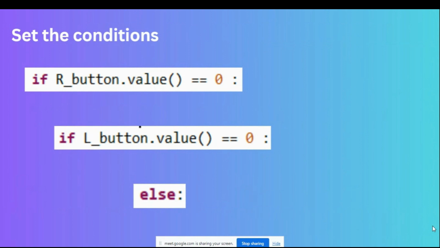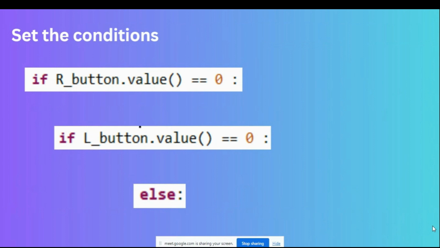So first we need to set the conditions to check the values of the push buttons. Here we are setting the conditions using the if else condition. So we use 3 conditions. First one is we are checking the value or the digital state of the right push button. If it is equal to 0, that means its state becomes 0 or low when it is pressed because it is a pull-up resistor circuit or pull-up push button. And if this happens, we set some statements to do.